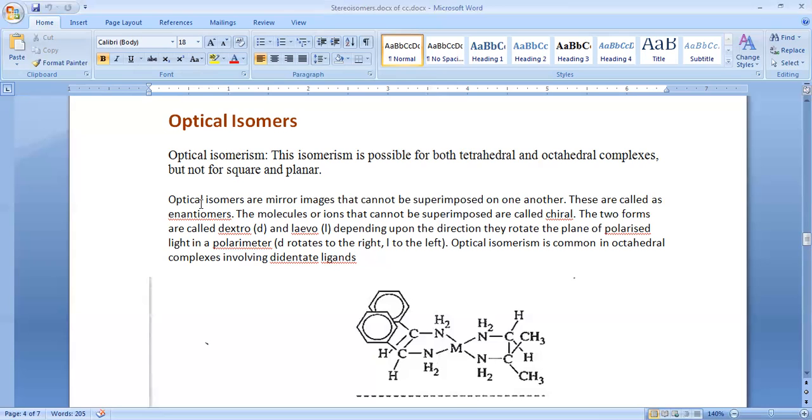Whereas a plain square planar compound may possess some symmetry elements, like an axis of symmetry, a plane of symmetry, or rotation or alternating symmetry elements. So that's why it will not exhibit any optical isomerism.